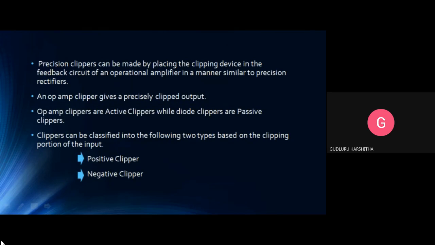Precision clippers can be made by placing the clipper device in the feedback circuit of an operational amplifier in a manner similar to precision rectifiers. An operational amplifier clipper gives a precisely clipped output. Clippers can be classified into two types. They are positive clipper and negative clipper.